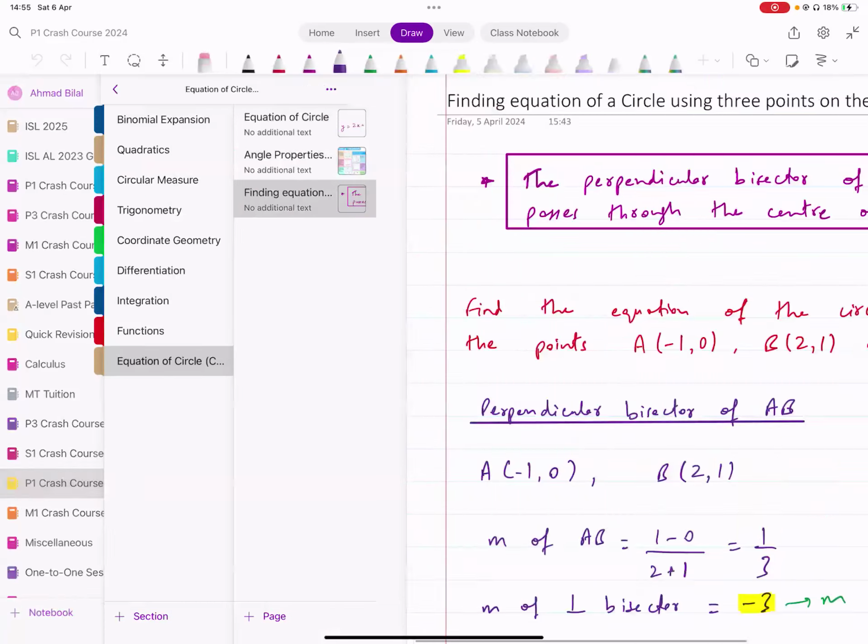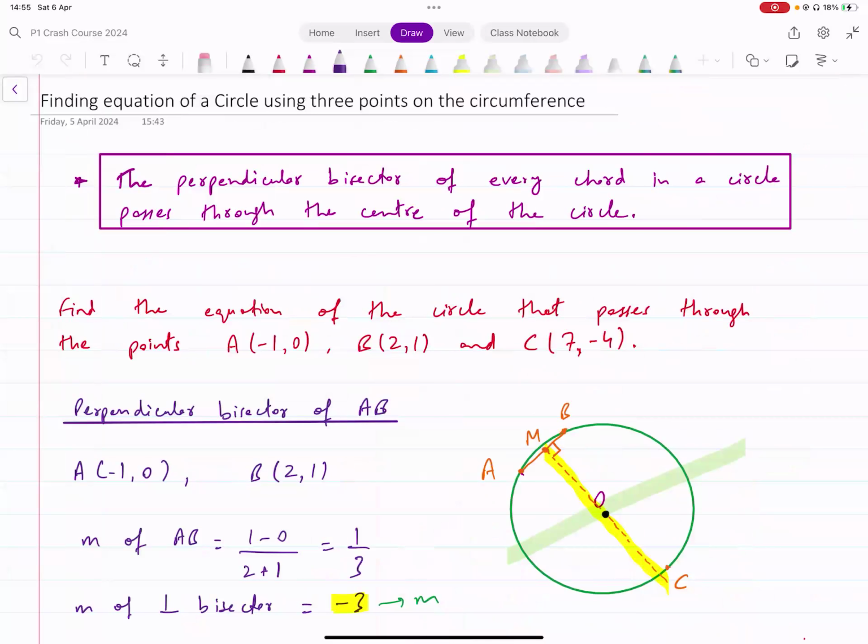And then we looked at this idea that if you have three points given that lie on the circumference of a circle, if the circle passes through these 3 points, how can you find the equation of the circle? Now, the main problem here is finding the center of the circle. And how do you find the center of the circle? You basically use this idea that the perpendicular bisector of every single chord in a circle has to pass through the center of the circle.